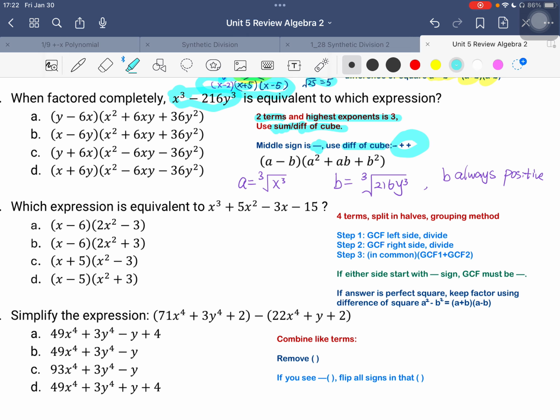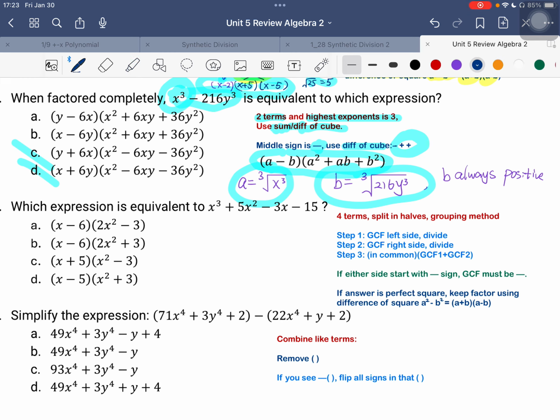So we can see C and D will not be correct because your answer must be minus, plus, plus. And my answer must be in the form of a minus b, a squared plus ab plus b squared. All we need to do is take the cube root of the first term, which will give you a, and the cube root of the second term, 216y cubed, gives you b.